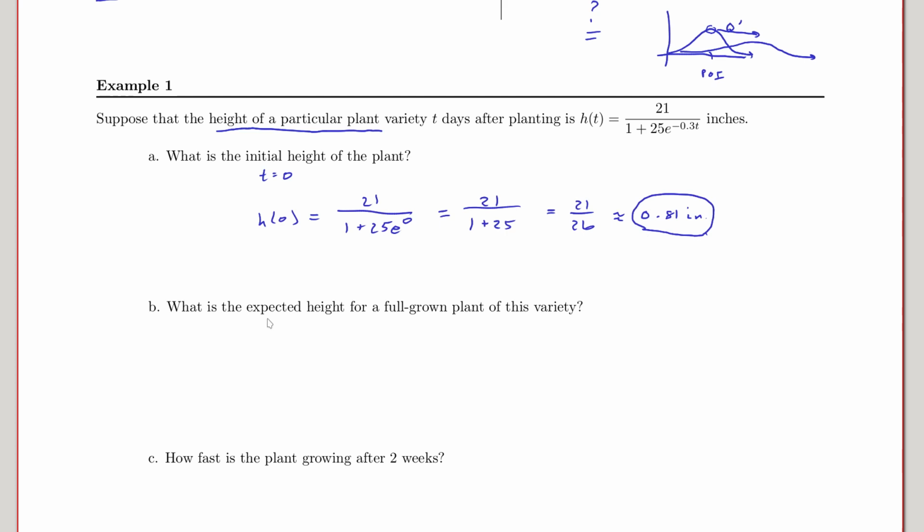How do we find the expected height for a full-grown plant? Okay, this is actually a long-term height or a limit. So if we look at the limit as t goes to infinity of h of t, it seems like a complicated limit at first. What I'm going to do is rewrite this denominator without the negative exponent. So we would have 21 over 1 plus 25 over e to the positive 0.3t.